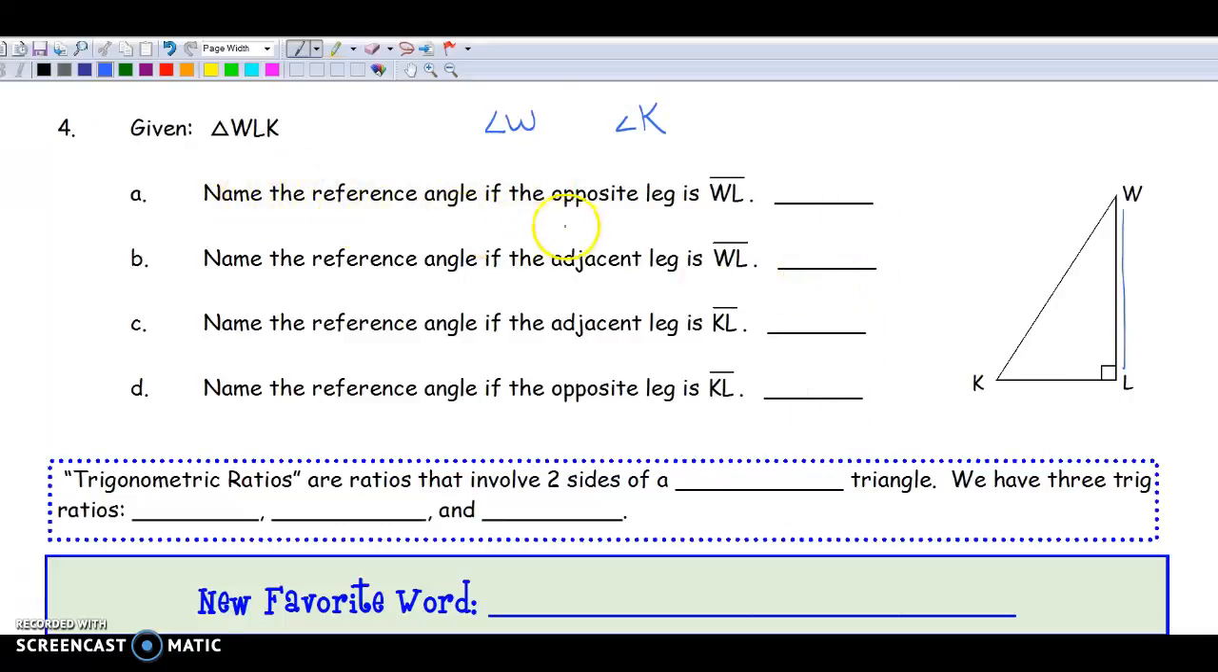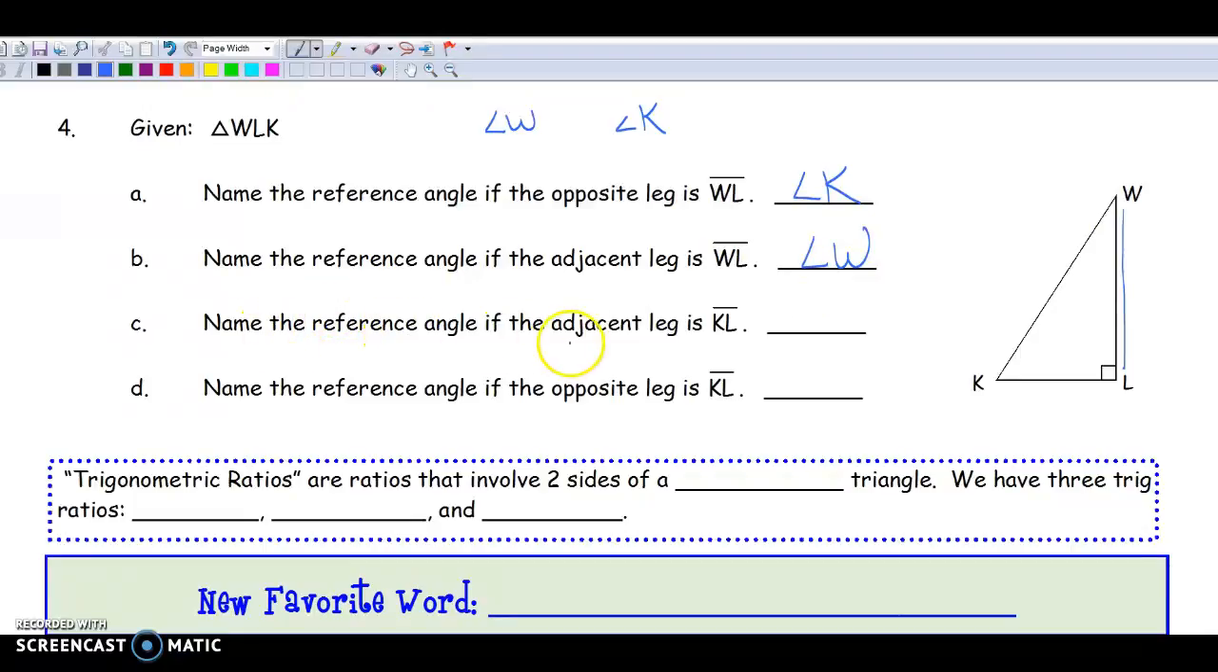So it's either going to be angle W or angle K for your answer for all of these. We've got the opposite leg is WL. So is WL opposite angle K or is WL opposite angle W? Hopefully you can tell that WL is opposite angle K. So angle K is going to be my reference angle. Then we've got name the reference angle if the adjacent leg is WL. Well, we already know angle K is opposite that. So it's not going to be angle K, it's got to be angle W. W is next to that side, so it's angle W.